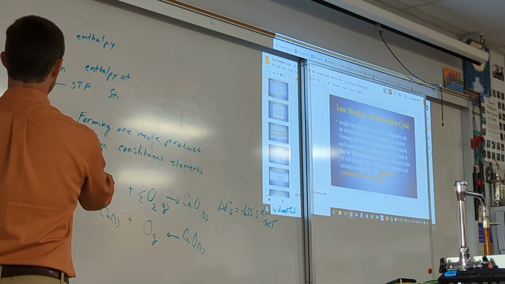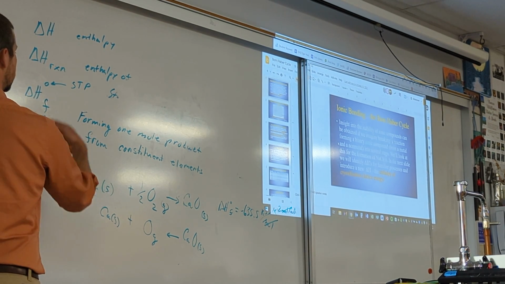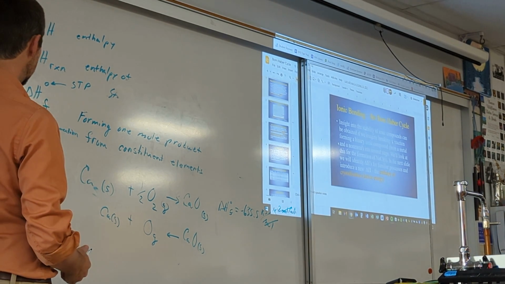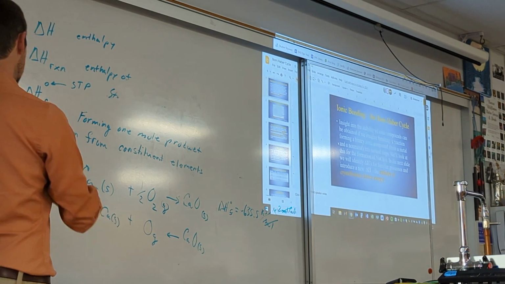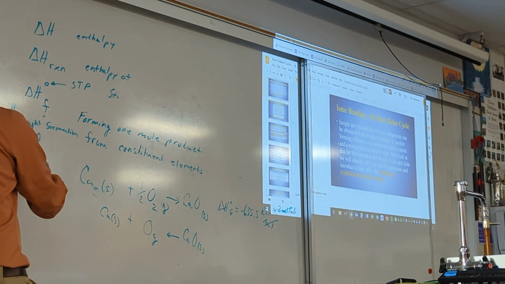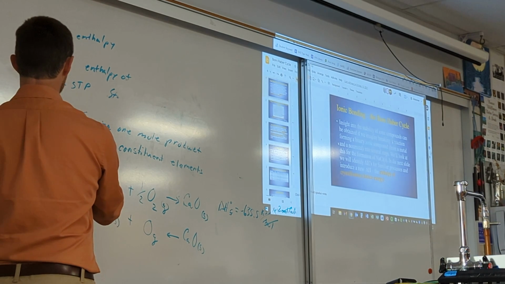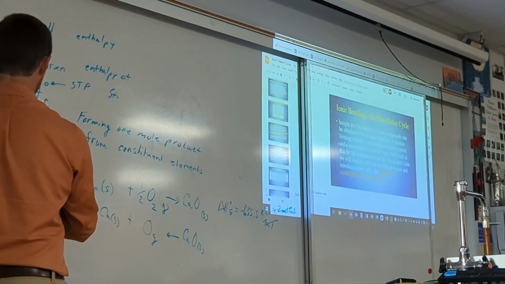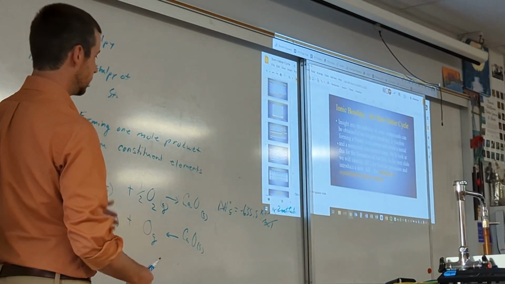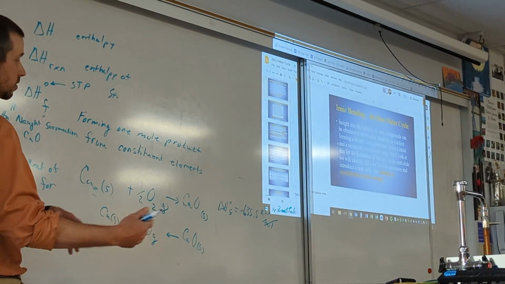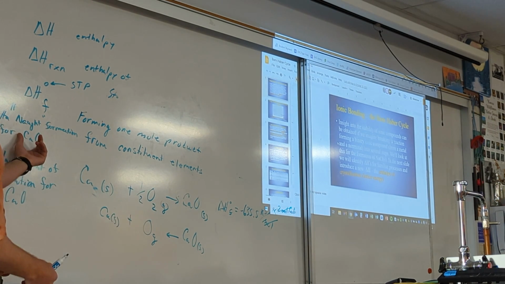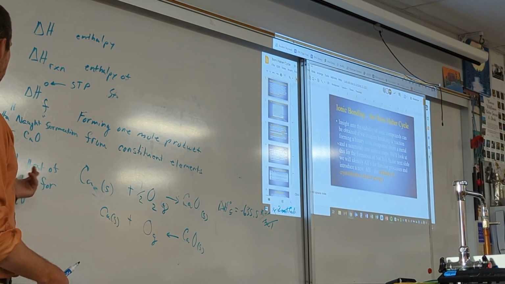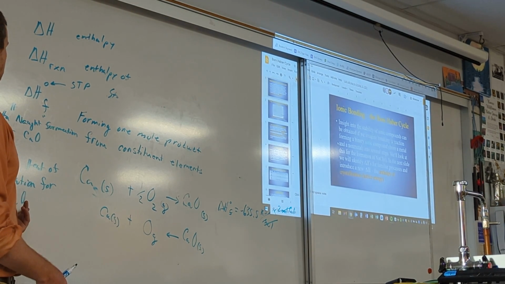Delta H naught of formation for calcium oxide, or you could say the standard heat of formation. Why do we have to put for calcium oxide? Whatever you're describing, for the reaction, for the production of whatever, define what it is you're talking about. So delta H naught for the formation of calcium oxide, or the standard heat of formation for calcium oxide. It's the same language.